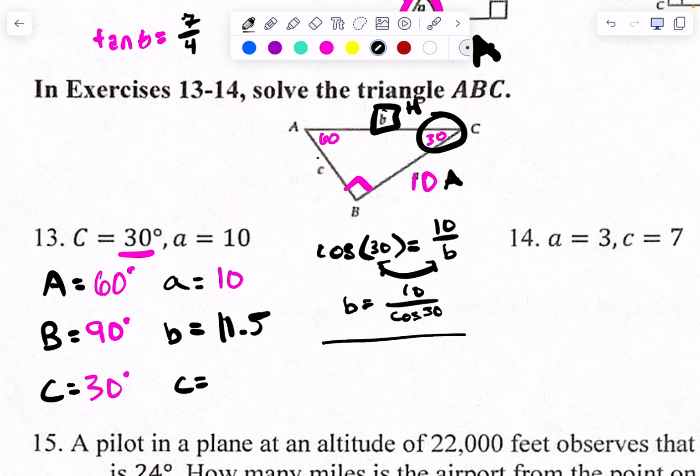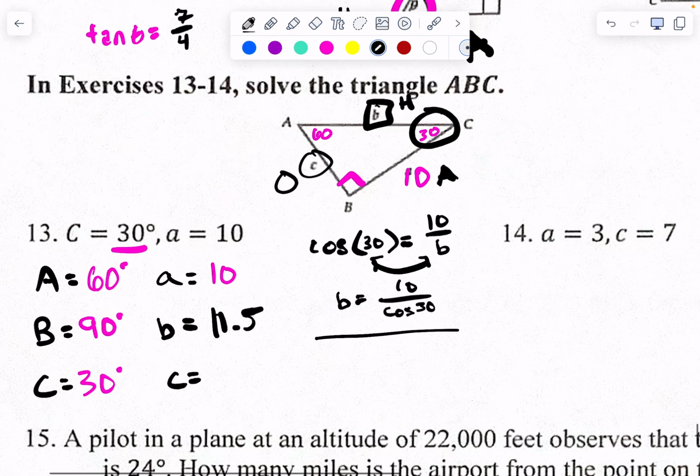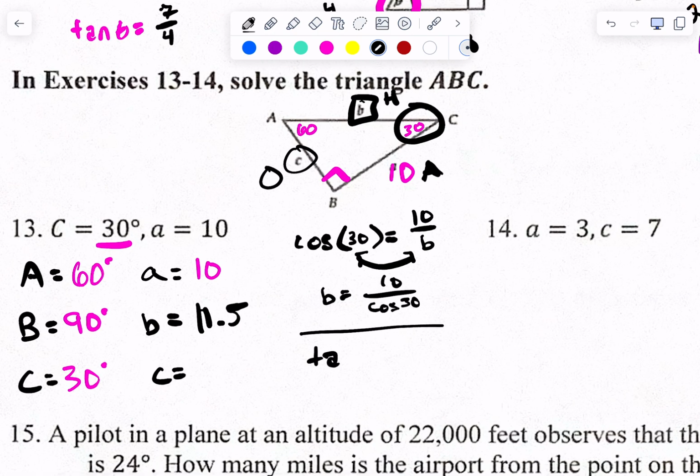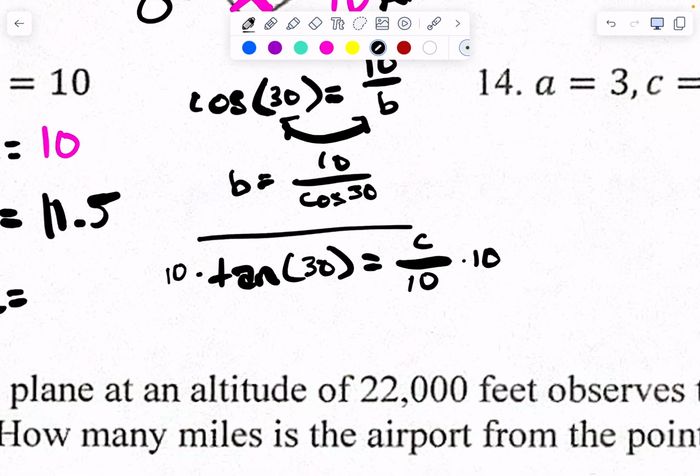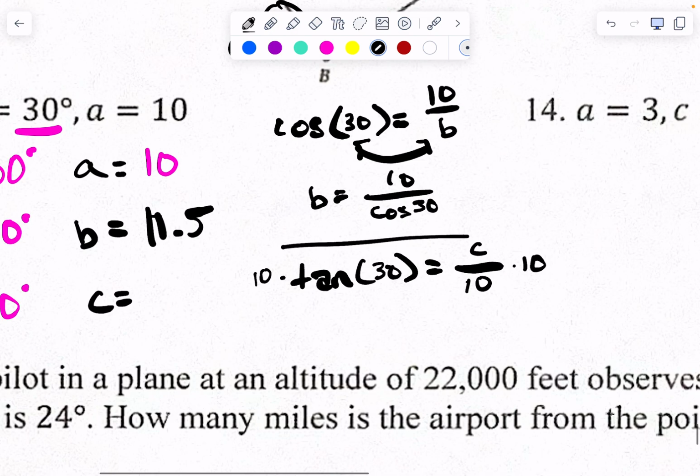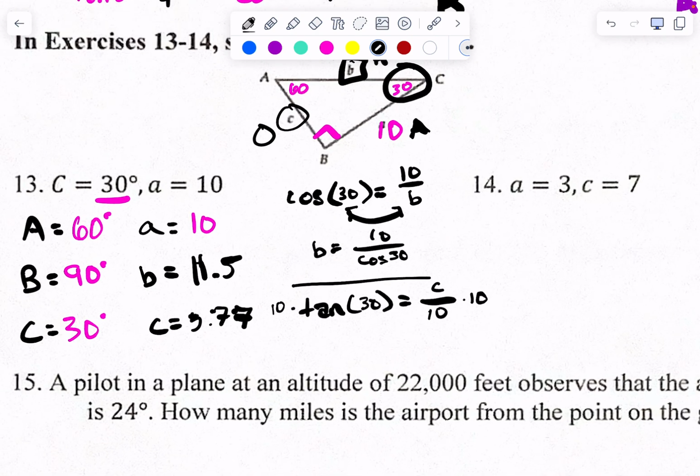Okay, now let's say we're solving for c. I'm going to use the adjacent side. I'm still going to use 10, but I'm going to use opposite and adjacent now instead. So tangent of 30 equals opposite over adjacent, c over 10. Now how do I solve for c? Multiply by 10. 10 times tangent 30 is 5.77. Perfect. Okay, happy with that?